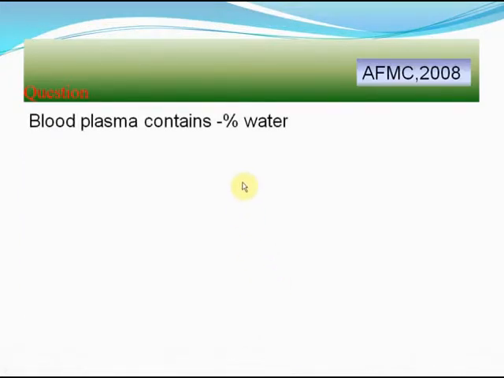There was a question in AFMC 2008, and the question was, blood plasma contains how much percentage of water? And the options were 60, 80, 90, 98. And the right answer was 90. Why? Because plasma is 90% water, and it is an essential ingredient for human survival.